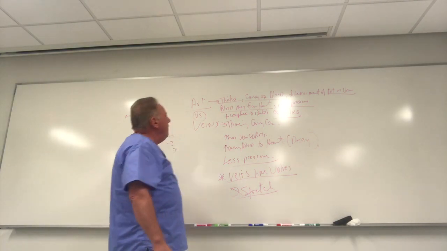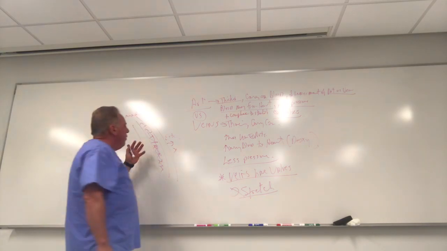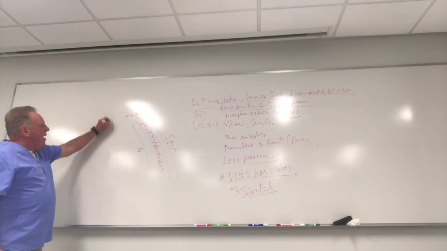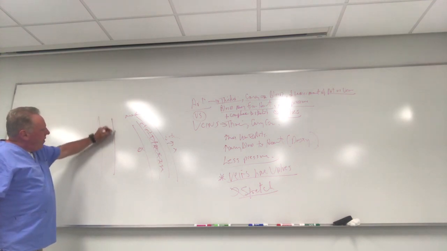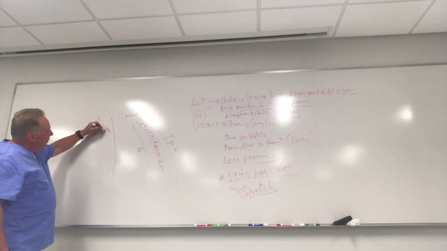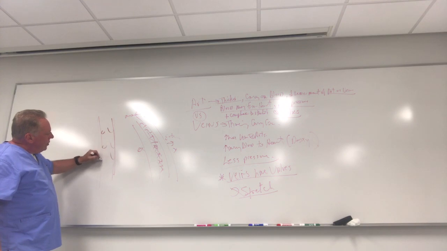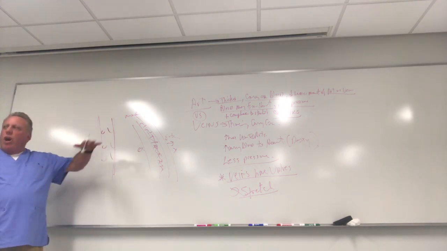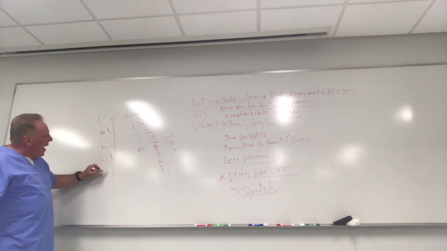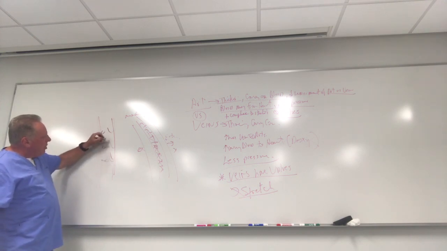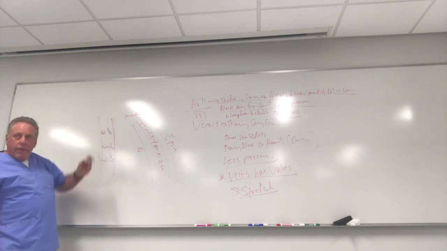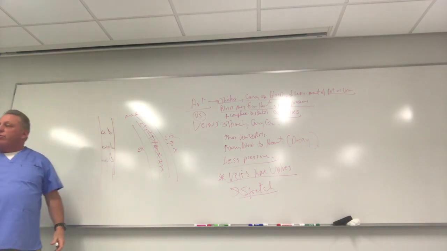Okay, so veins and arteries. The veins will look like this. Very thin, very thin. And they have valves, and the valves actually help push up. As it's going up, these valves push it up on each side, and that's how the blood travels through the veins.